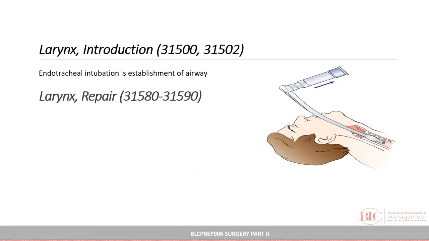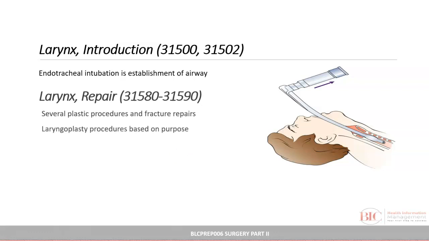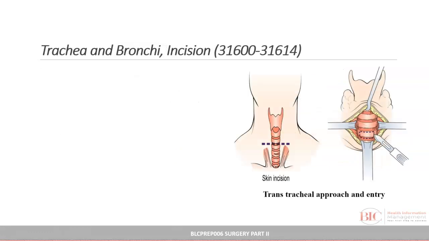Any introduction into the larynx, your range of codes are going to be 31500 or 31502, and this may be an endotracheal intubation for establishment of the airway. Any repair to the larynx, your range of codes is going to be 31580 to 31590. You have several plastic procedures and fracture repairs in this section. The laryngoplasty procedures are based on the purpose.